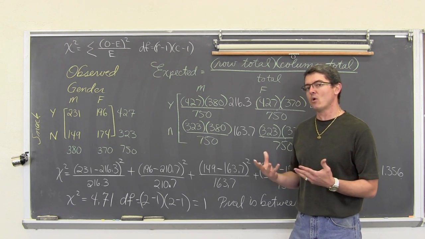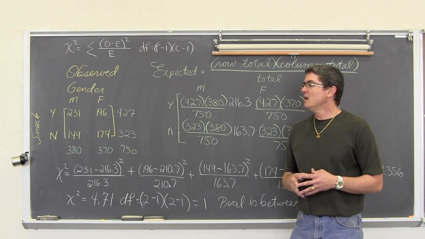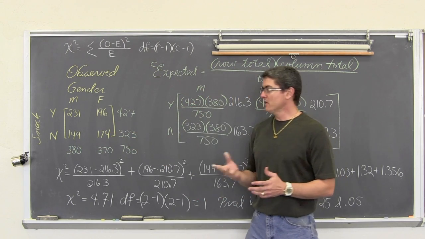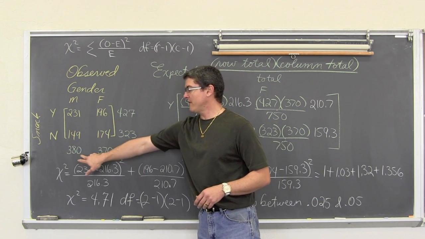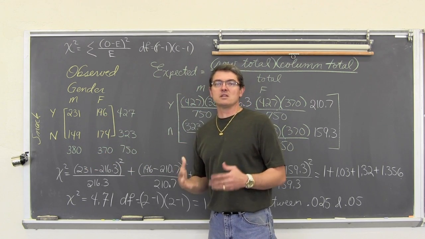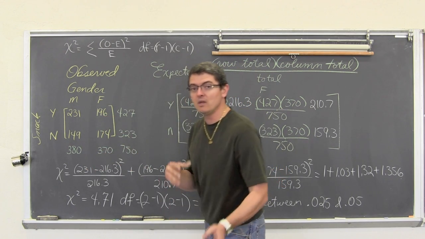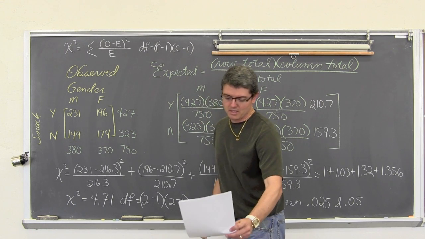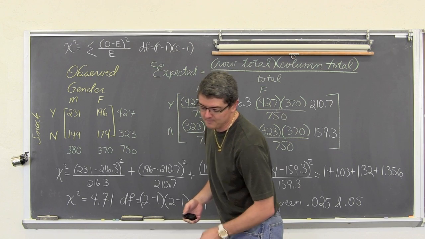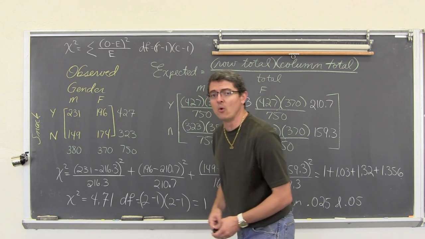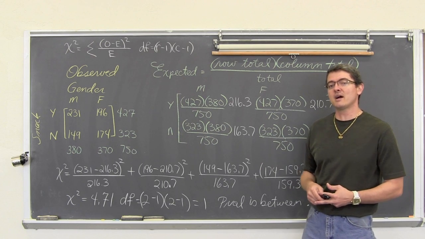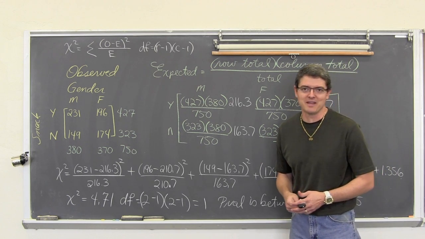So if you wanted to talk more about what that association is, then you would want to find some column percents between those two genders. 231 divided by 380 is blank. 196 divided by 370 is blank. And here you can see, I think I actually have those numbers, that the female snacking rate is 53%, whereas the male snacking rate is 60.7%.